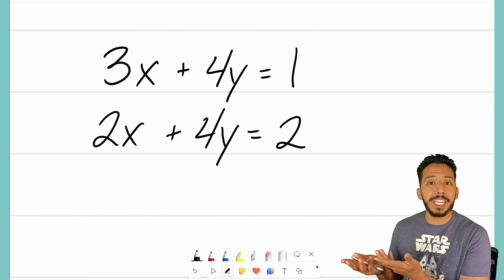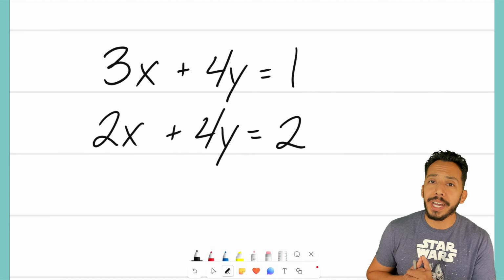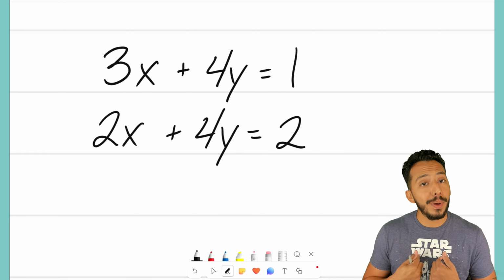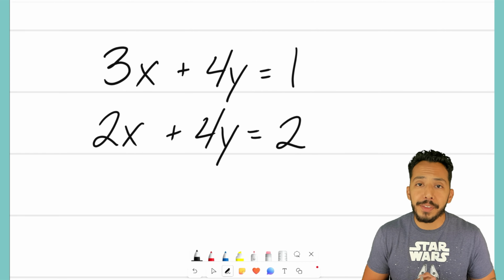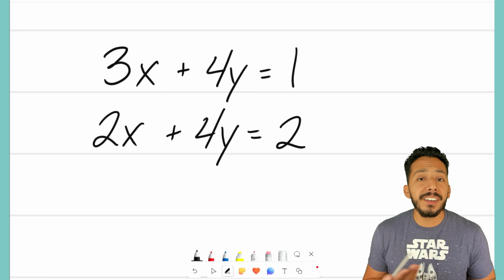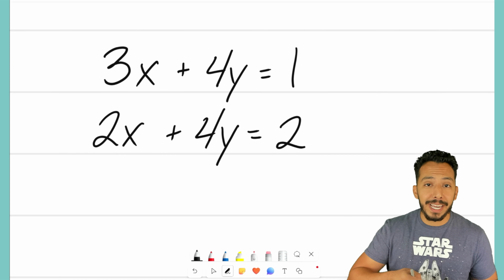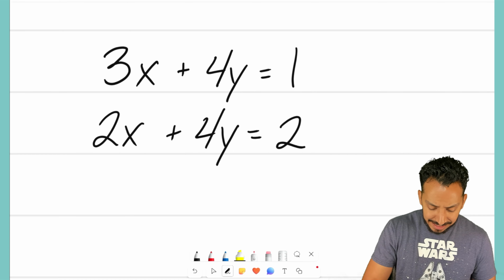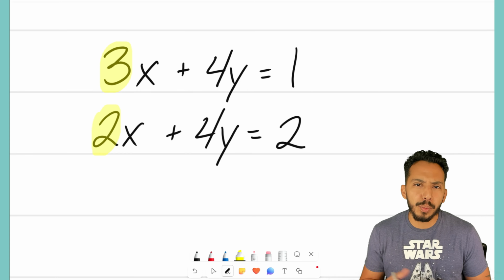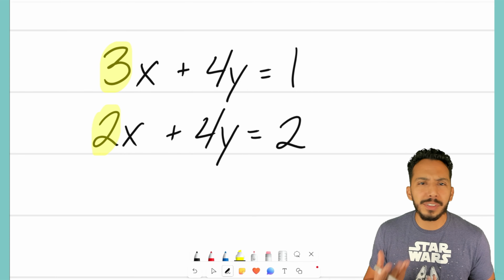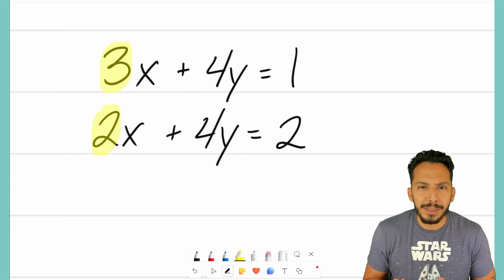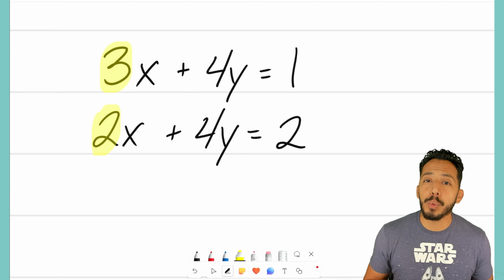I have these two equations here, 3x plus 4y equals 1, and then 2x plus 4y equals 2. And we want to see, can we use the elimination method for this? Now remember, for elimination method, we want to identify a variable that will get eliminated. If I'm looking at the x's, I don't think these are going to get eliminated that easily. One has a 3, one has a 2. Those numbers aren't the same, so that would be really difficult for us to get them eliminated. Like, we could do it, but it would require more steps.